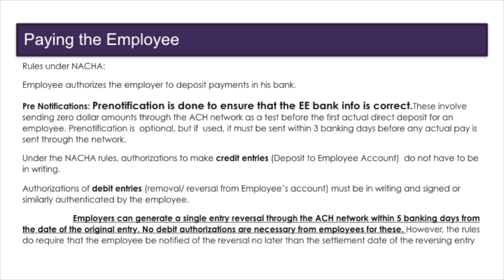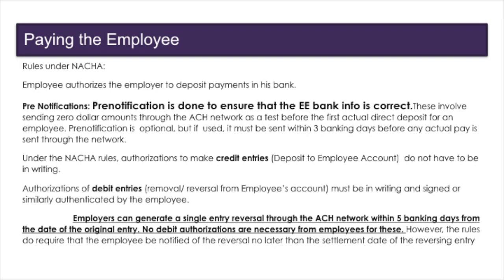There is something called pre-notification. Pre-notification is done to ensure that the employee's bank info is correct. This involves sending $0 amounts through the ACH network as a test before the first actual direct deposit for the employee is made. Pre-notification is optional, but if used, it must be sent within 3 banking days before any actual pay is sent through the network.